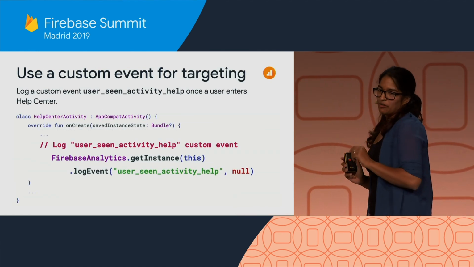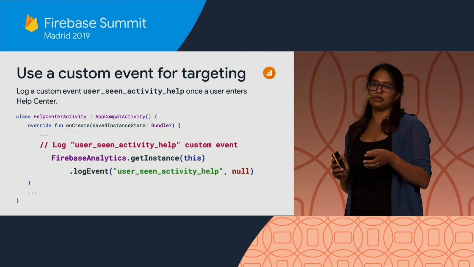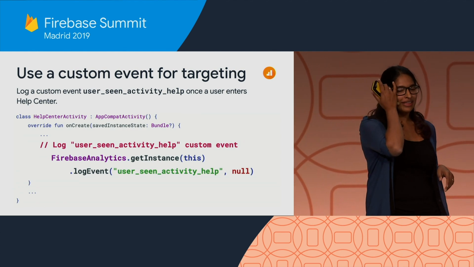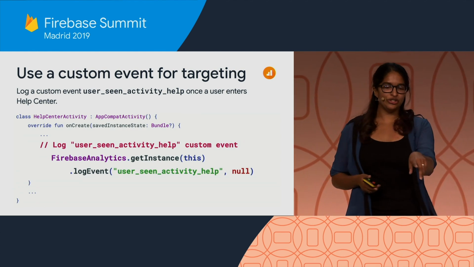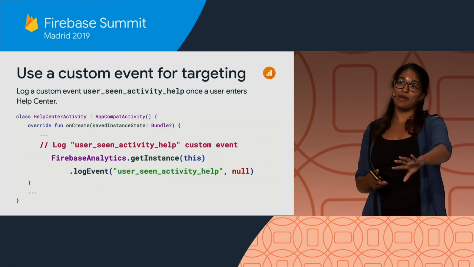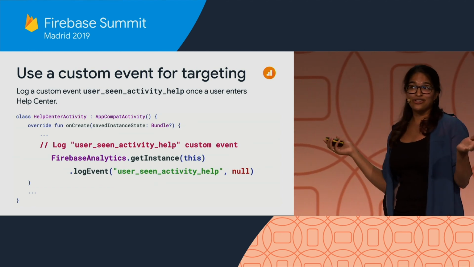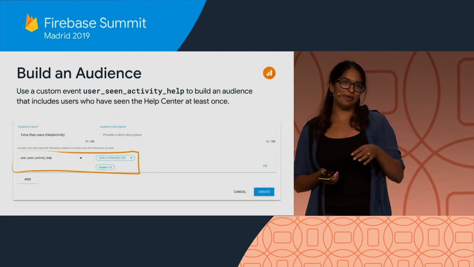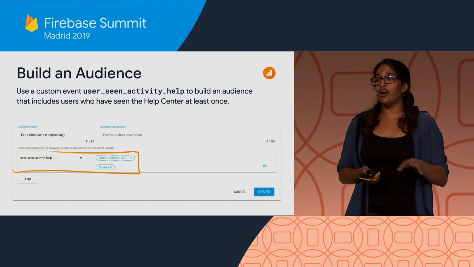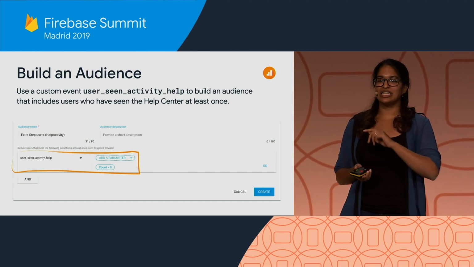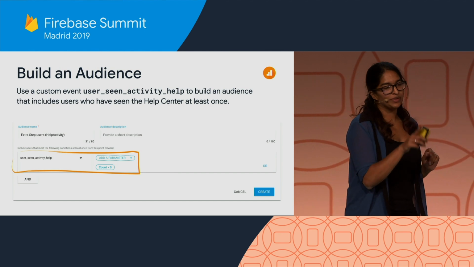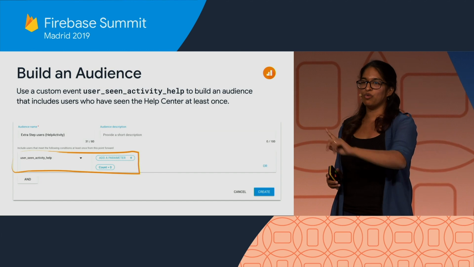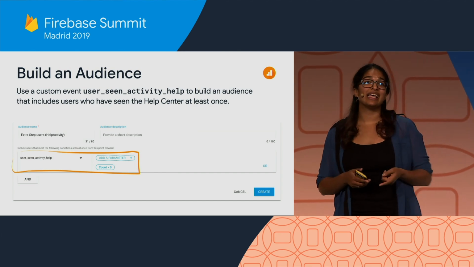So first what they did was they figured out how they were able to track users who are visiting the help center, the place where all of this advanced functionality was detailed. They decided to log a custom event, users seen activity help, and this was done programmatically in their app. That's all they had to do programmatically, so let's go back to the Firebase console. In the Firebase console, they were able to create a new audience that was based on whether this custom event had been fired. So in this case, we're saying a new user, if there are users seeing activity help, and you have at least one triggering of that event, so you've at least been to the help page once.